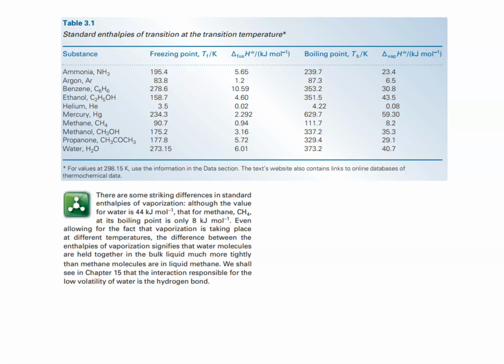So note, there are striking differences in standard enthalpies of vaporization. Although the value for water is 44 kilojoules per mole, for methane, at its boiling point, it is only 8 kilojoules per mole. Even allowing for the fact that vaporization is taking place at different temperatures, the difference between the enthalpies of vaporization signifies that water molecules are held together in the bulk liquid much more tightly than methane molecules are in liquid methane. We'll see in Chapter 15 that this interaction responsible for the low volatility of water is the hydrogen bond. But I'd like to elaborate on this briefly.